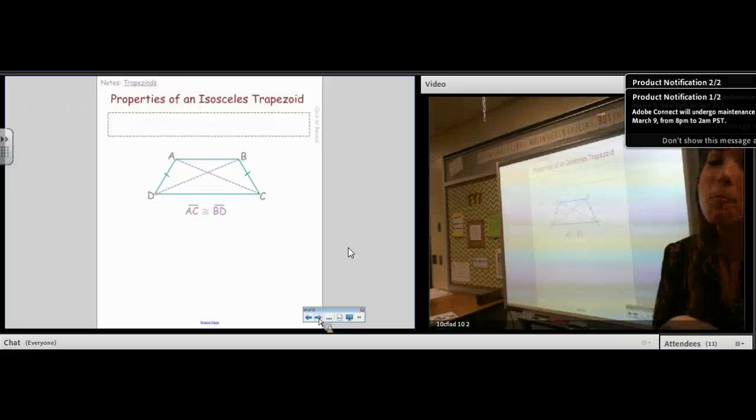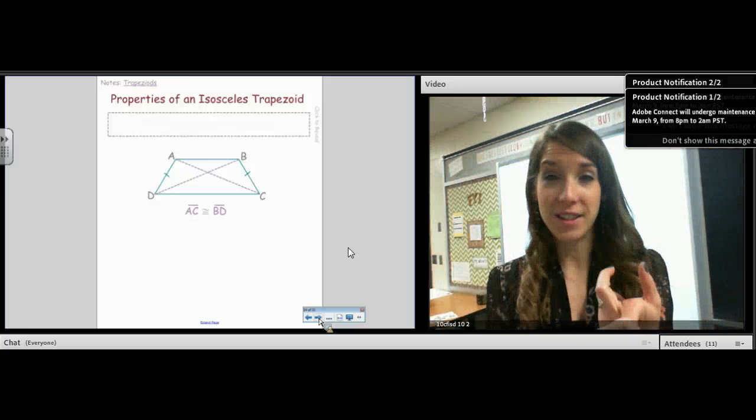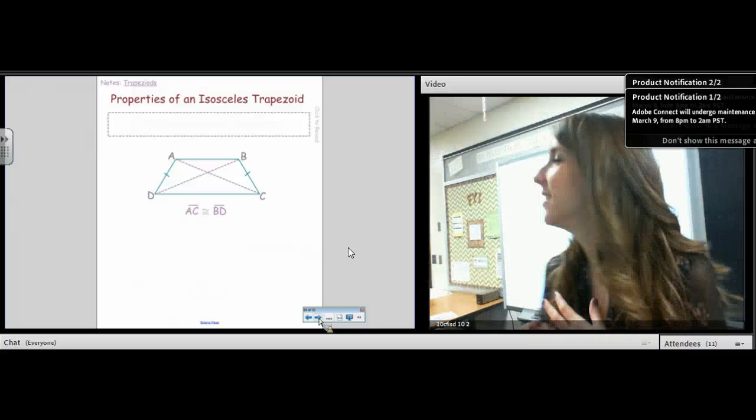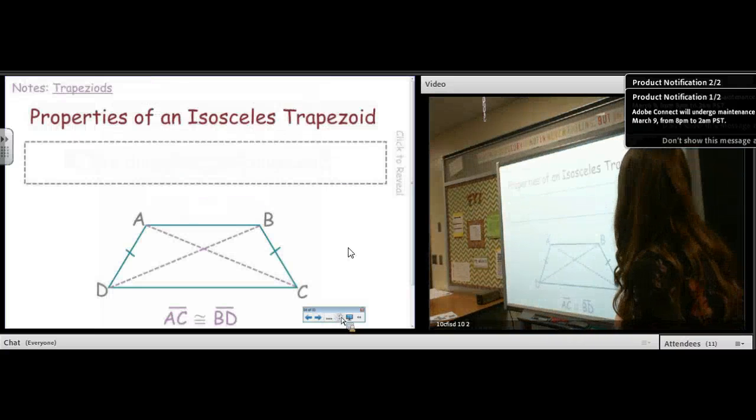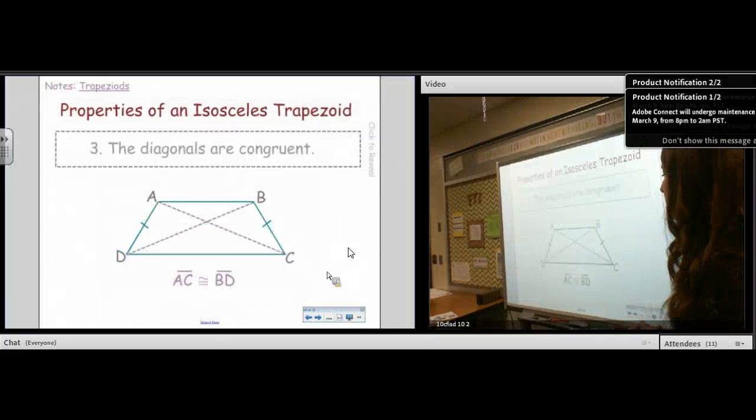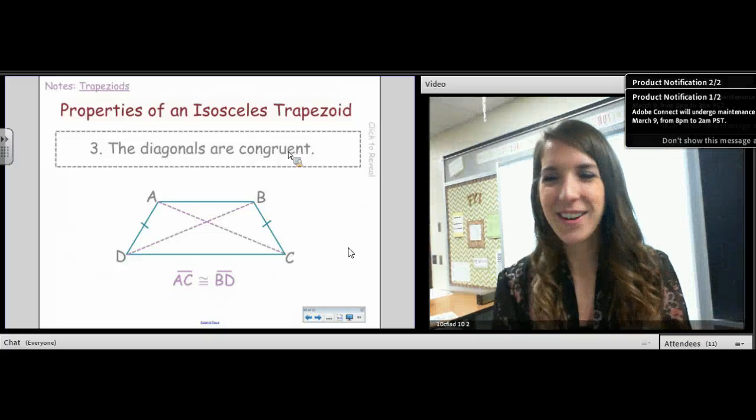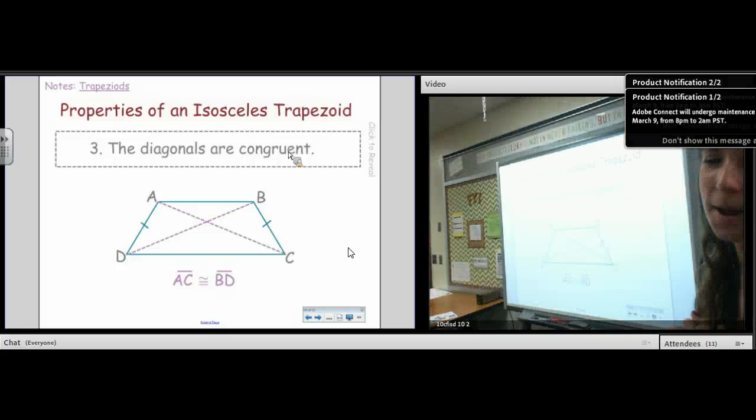My last property, one more thing is congruent. So the legs are congruent, the base angles are congruent, and the diagonals are congruent. 3 congruent things in a trapezoid.